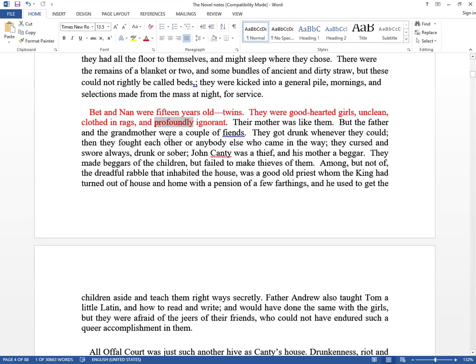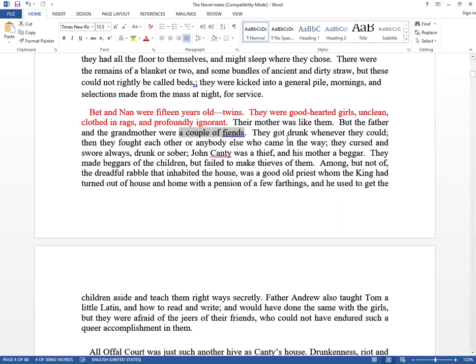But the father and grandmother, now the writer refers to Tom's father, John Canty, and grandmother, as a couple of fiends. Fiends means devils. It's a metaphor used to describe Tom's father and grandmother. Couple means two. They are two devils. What is the idea? They have all wicked, evil qualities. They are not really kind-hearted, loving parents. They are evil parents.